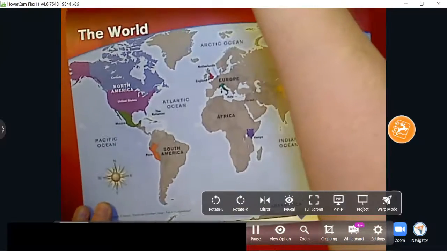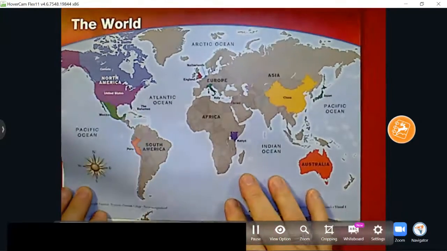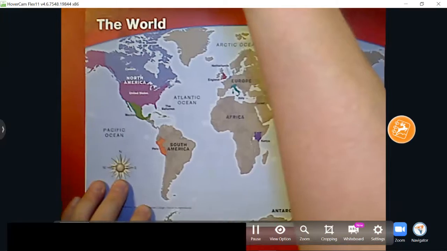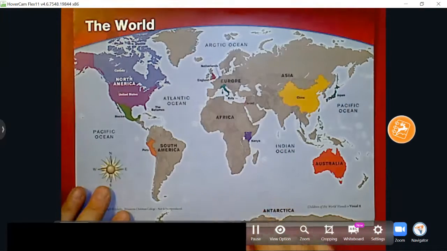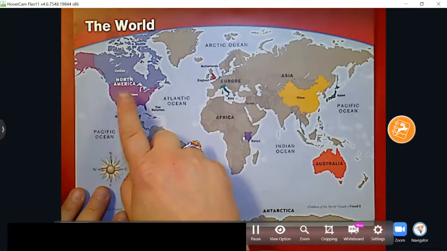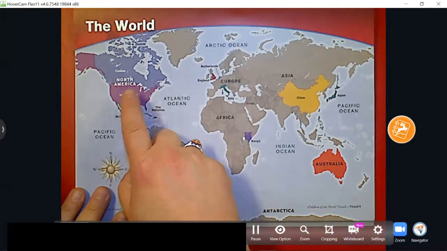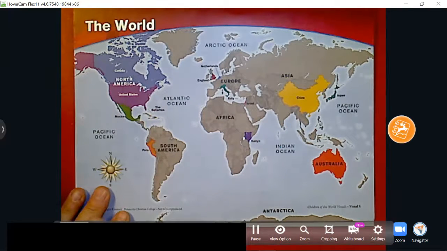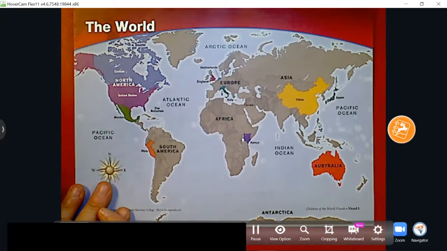Okay, so this is a map of the world. And here is North America, okay? We live in the purple right here, the United States of America. So let's do our continents. Go ahead and echo me.